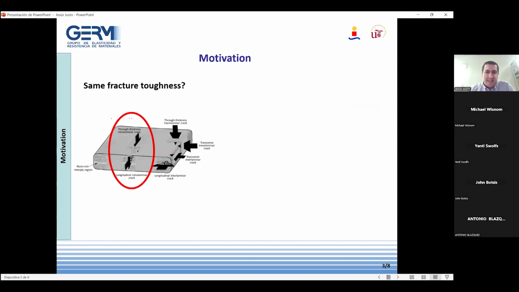Using the same sketch presented by Federico, I'm going to focus on this part in which intralaminar propagation appears. We wanted to check if the longitudinal intralaminar crack propagation and the transverse intralaminar crack propagation had the same fracture toughness.